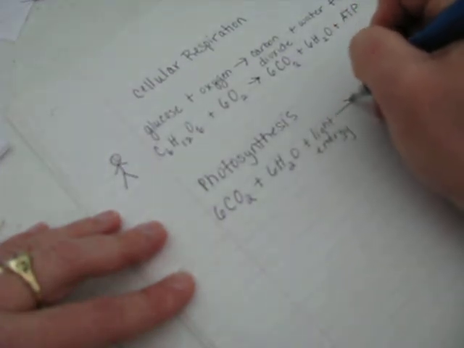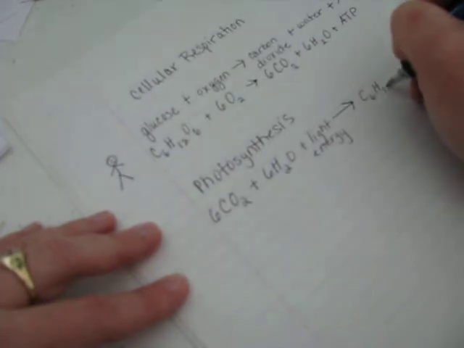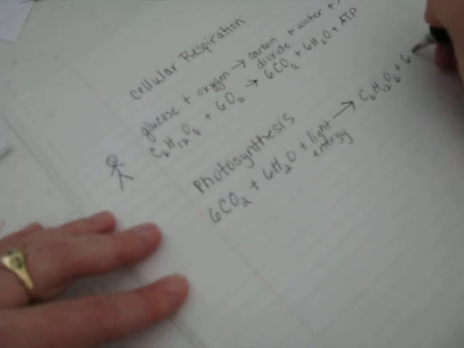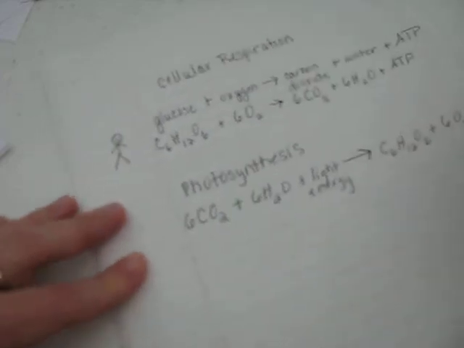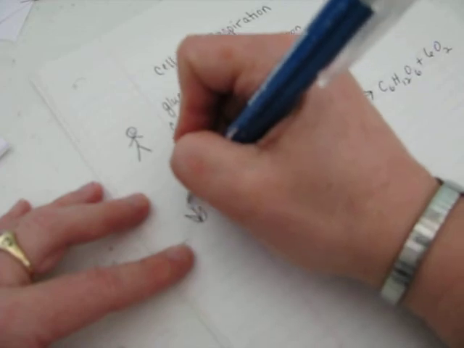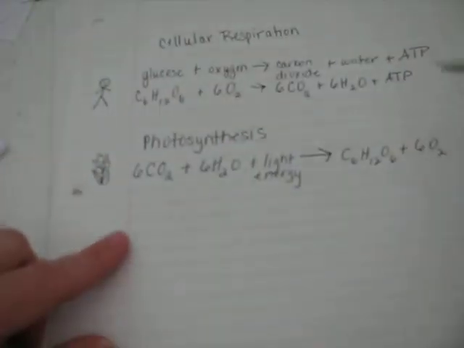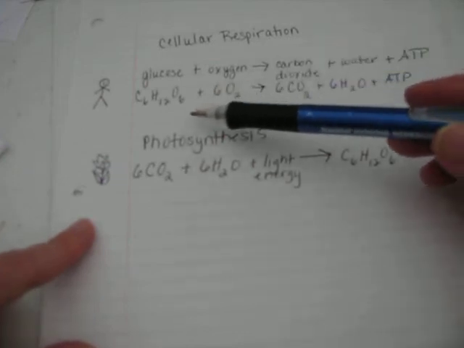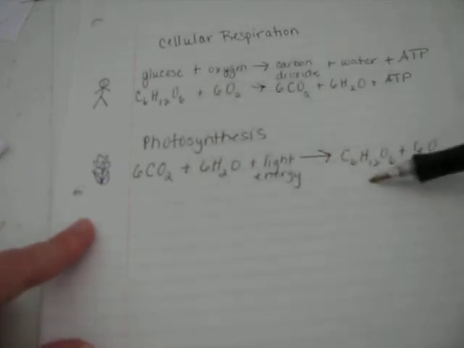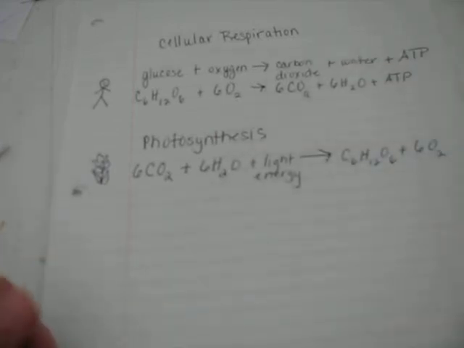And then we have this. And we end up with glucose, C6H12O6 plus 6 oxygen. And we're going to put a little plant here. Okay. Now, what you should notice is that the reactants here are the same as the products here. The products here are the reactants here. It's a cycle. It goes in a circle.